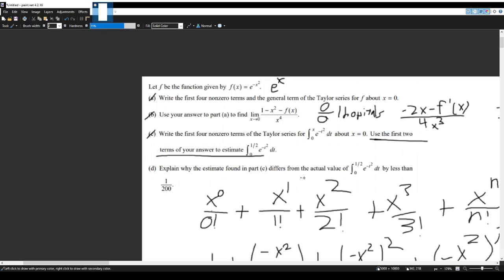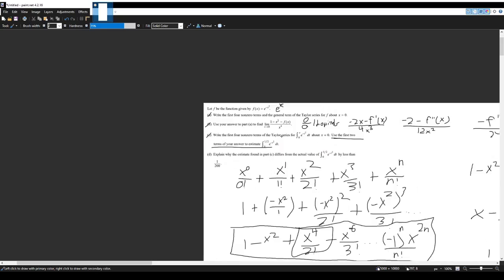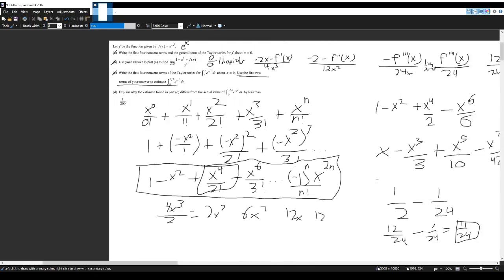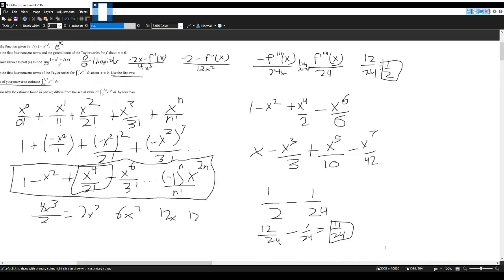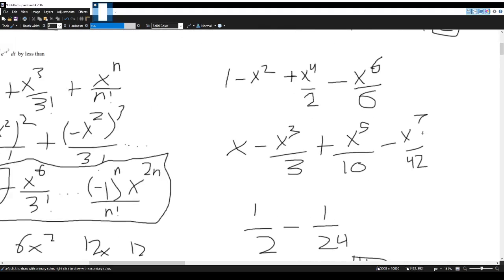Explain why the estimate found differs from the actual value by less than 1 over 200. So I actually almost gave away the answer for this, but basically we're looking at an alternating sequence where the value gets smaller each time, which you can see because we're plugging in 1/2, which means 1/2 to the bigger power is going to be smaller each time, and also the thing it is divided by is going to be bigger each time.